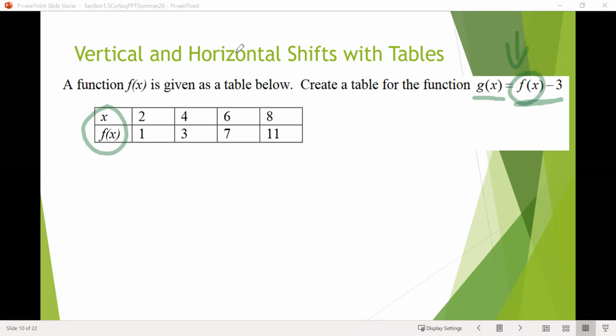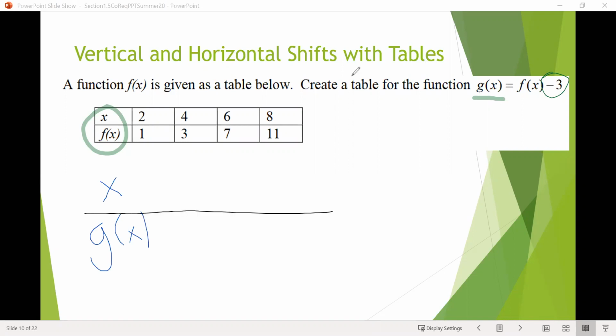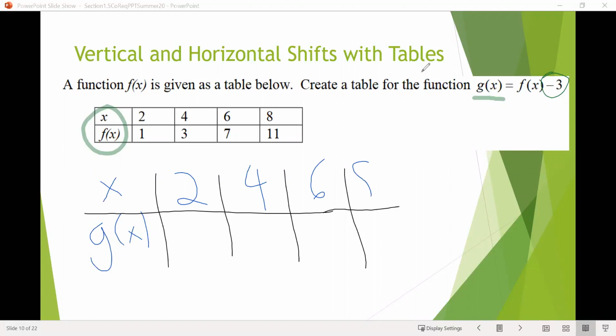Now, what I want us to focus in on here is that minus 3 is on the outside of the function. So it's f(x), that function, minus 3. If it's an outside subtraction, recall that that's going to affect the outputs of the function. So when we go to create a table for g(x), with x and g(x), that minus 3 on the outside only impacts the outputs. Recall that it's not going to change the inputs. So these are going to be 2, 4, 6, and 8.